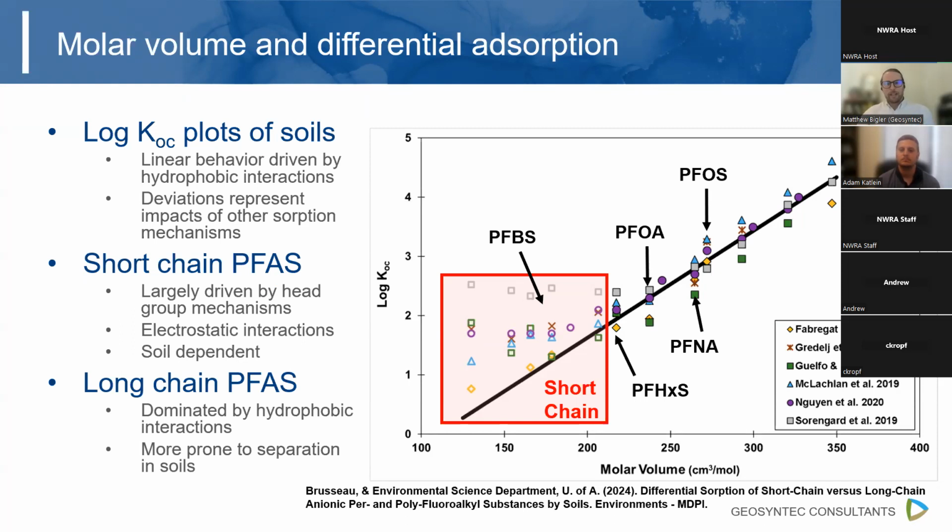So you can see like a lot of these, once you get to a certain point where these hydrophobic interactions aren't controlling the absorption of these PFAS, namely the deviation from this log-linear relationship, we have a flattening out. And that's because, again, there's not any significant difference when you're driving these PFAS to the soils based on this head group mechanism.